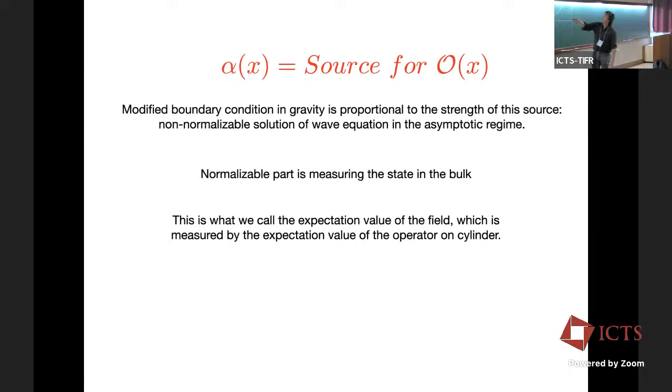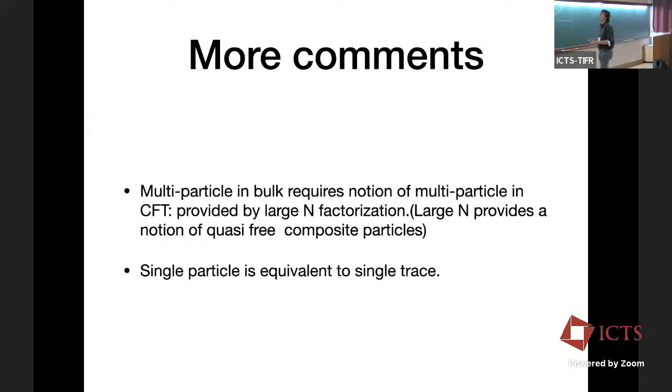So the normalizable part is the thing that we will usually call the expectation value of the field, which is measured by the expectation value of the operator on the cylinder. And that's the thing that has to behave and has the correct Ward identity to rescale in the right way that shows up in correlators. So the punchline, there's no punchline, is going to come in a minute.